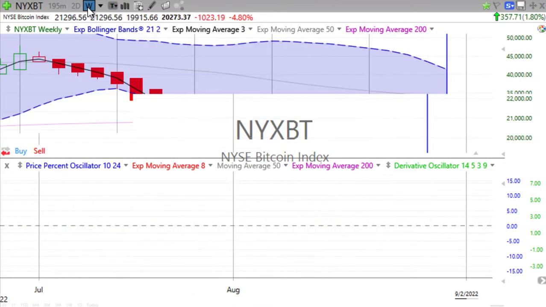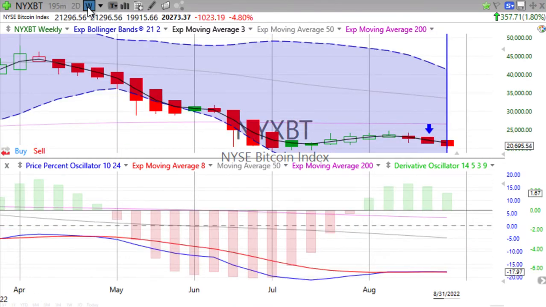Let's first check out, as we like to do, where things are on our biggest chart. And again, this is the price percent oscillator, the derivative oscillator. These are the original charts we started using at Charting Wealth. Well, you know, the original was the MACD. We switched over to the PPO.